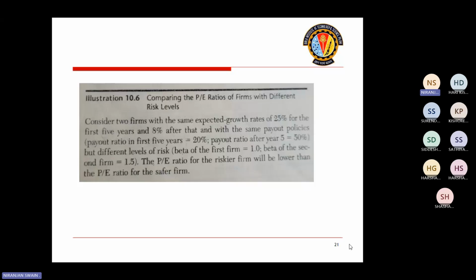Beta of the first company is 1, beta of the second company is 1.5. The P/E ratio for the riskier firm will be lower than the P/E ratio of the safer firm, isn't it? Can you calculate P/E of both? Naturally, the price to earnings ratio of the risky company will be lower than that of the safer, low risk company.